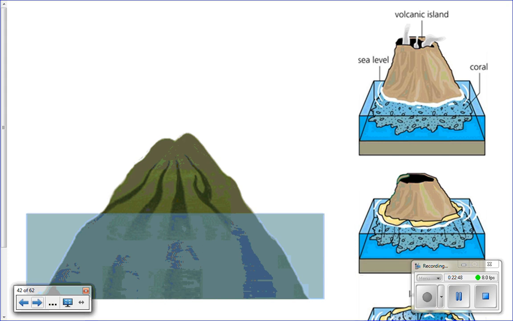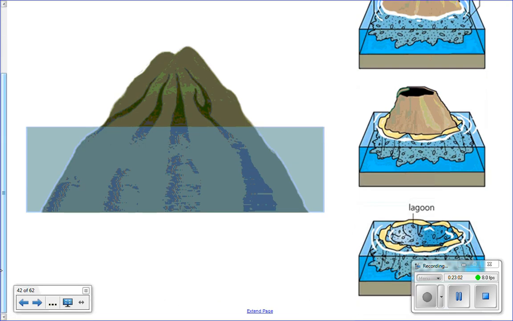My animation doesn't work. This was supposed to form a fringing reef, and then the island was supposed to go away. I'm supposed to have an atoll, but it doesn't work. It's annoying. So here's your island, form a fringing reef, okay, and then the island erodes, and you're left with. Basically, the lagoon in the middle is like what the inside of the volcano is.